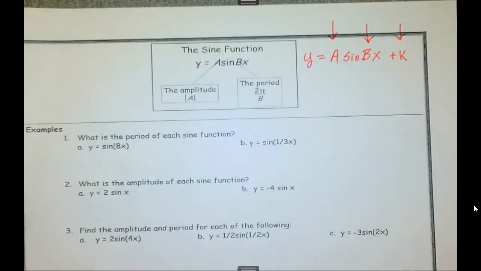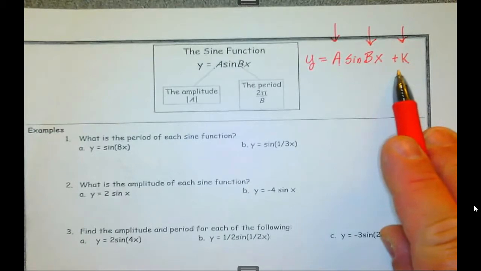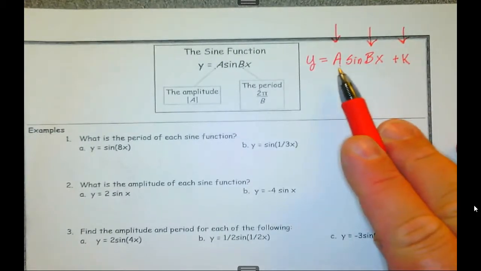Okay, k is a vertical stretch. But for now, we're not going to worry about vertical stretch for a couple days. We're going to worry.